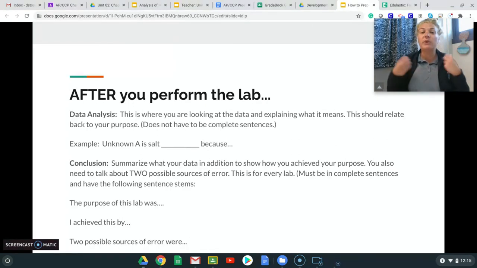And we need to remember that we can't say human error, because what is the human error? You can say human error, but you have to be very specific about what that human error is. Okay? And we'll talk about that once we perform the lab. So great. That's how you prep your lab notebook. Thank you.